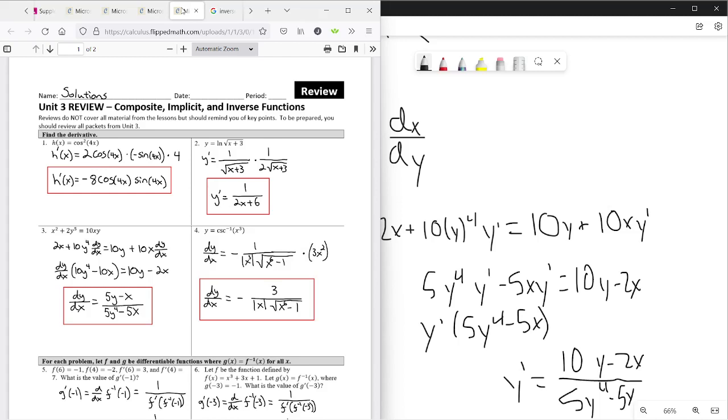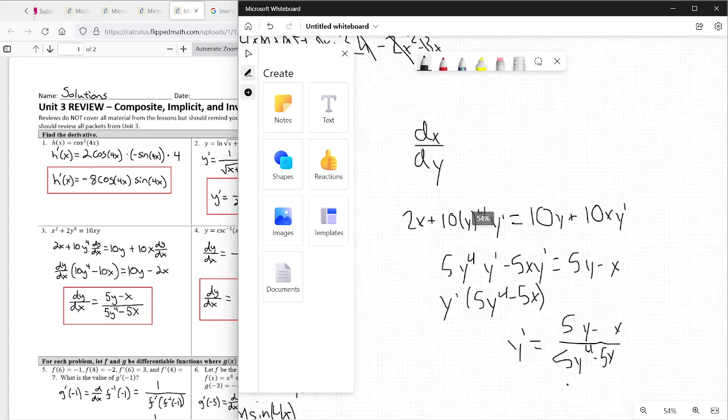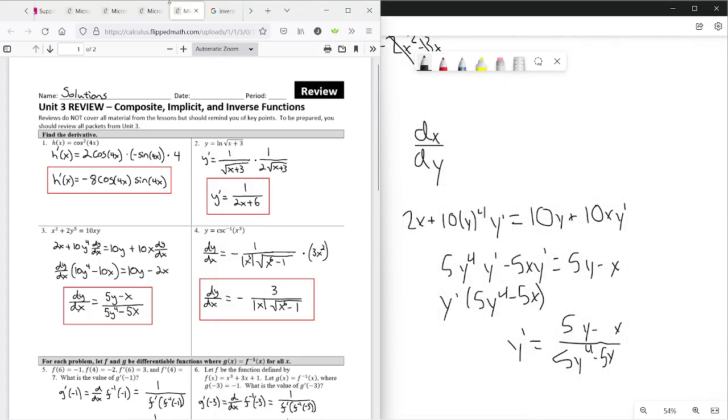So let's picture this, right? Oh, I did something wrong here. Where did I go wrong? Oh, I didn't divide everything by 2 properly. I just divided that side. So that's going to be 5y to the fourth minus 5x.